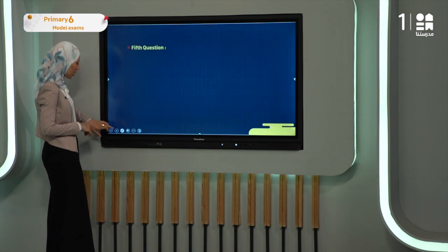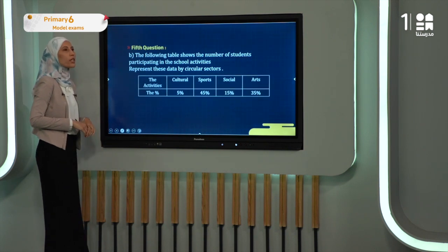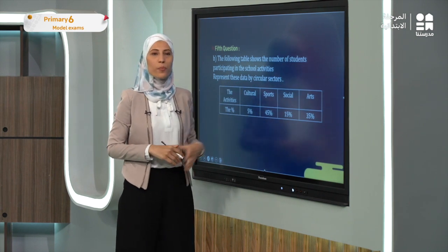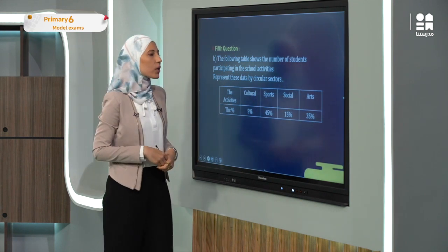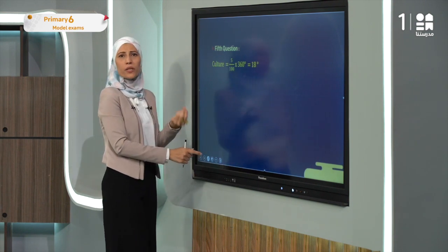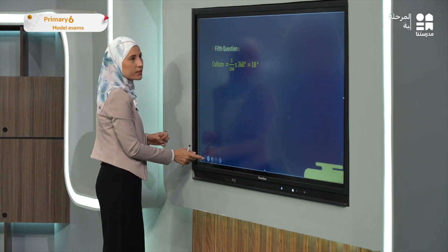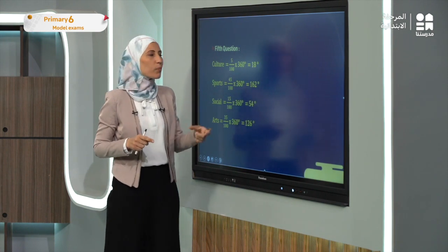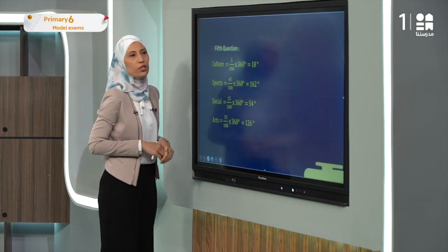Let's see the last exercise I have here. He wants you to draw the circular sector. We answered many exercises on this: how to find the angles from the percentage. He gave me the percentages of culture, sports, social, arts. So I am going to start finding the degree of each number: 5 out of 100 times 360. By this way I can find my angles. If I want to be sure about my angles, I can add all the angles. If I have 360 degrees, my calculation is right.